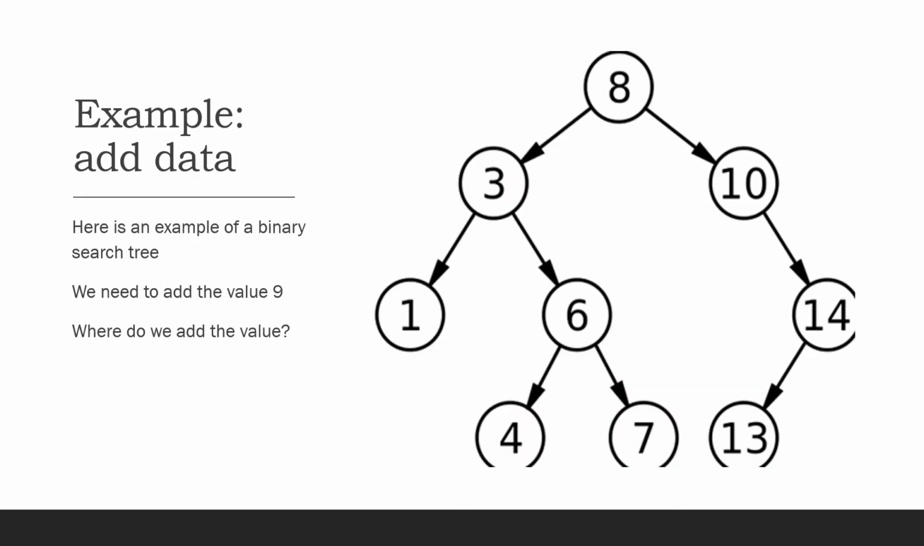Here's an example of a binary search tree. You can see it's a binary tree because none of the nodes have got more than 2 pointers. It's a binary search tree because the data has been added using the left-right rule. Now, supposing this is a typical exam question, supposing we needed to add the value 9 to the tree, where would we add it?